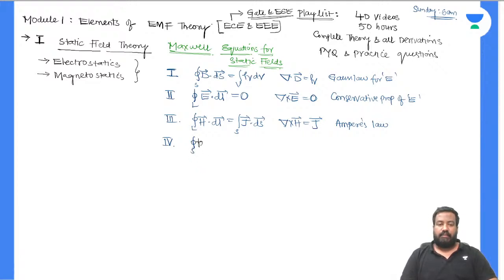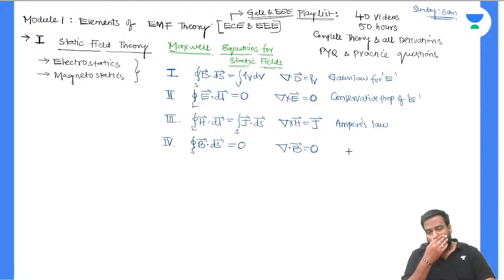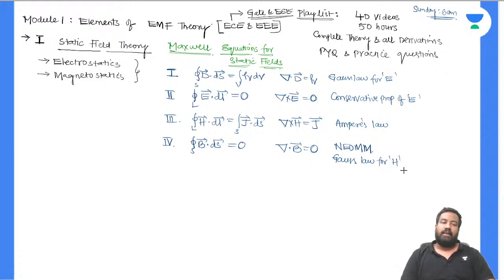Fourth equation, closed surface integral of B dot dS is 0. Differential form: del dot B is equal to 0. Source: non-existence of magnetic monopole, Gauss law for magnetic fields. These first two are from electrostatics. The later two are from magnetostatics.